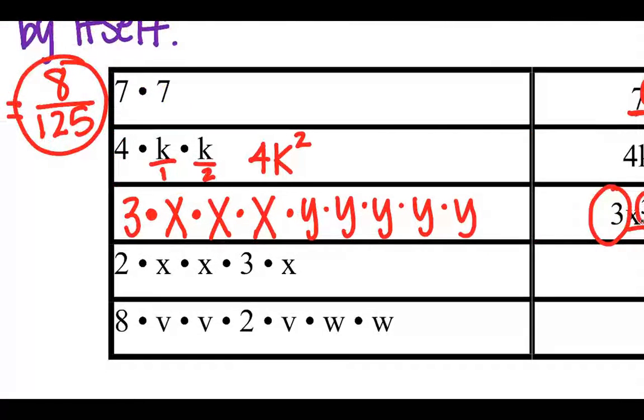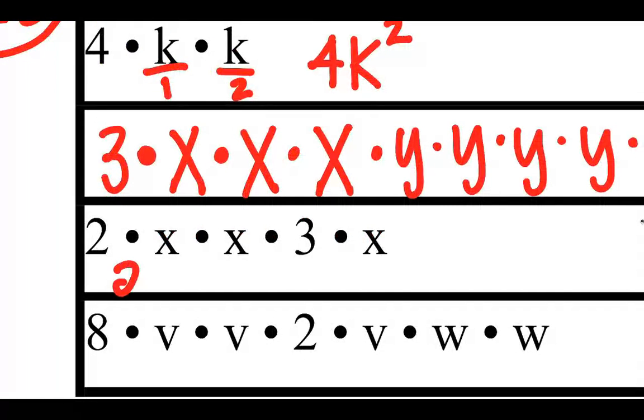This one, I've got the 2 out in front again, so I'm multiplying the x's are my base, and I've got 2 of them, times I'm putting this 3 out in front, and I only have 1 x, so it would just be 3x. If I just have 1 x, you do not have to put the power of 1 there. It's implied that it's to the power of 1 if you don't put it there. So you would put it like this.